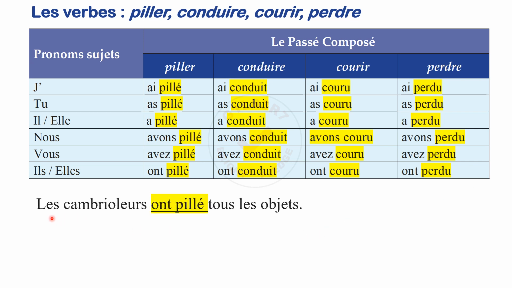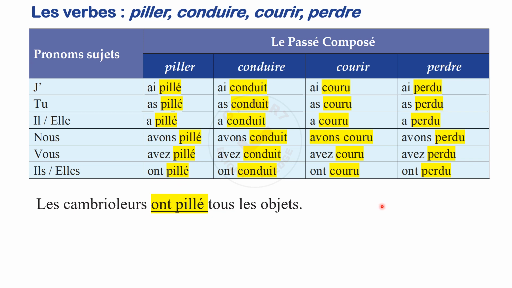So here you have, les cambrioleurs ont pillé tous les objets. Here it says the burglars have looted all the objects. When I say burglars, I'm talking about they, which is the third person plural. Therefore, I have used the auxiliary verb conjugation as ont, followed by the past participle.